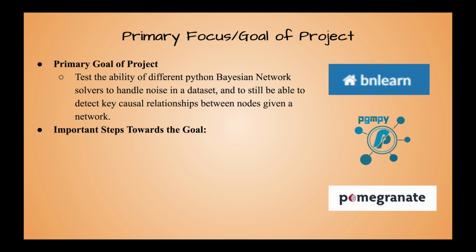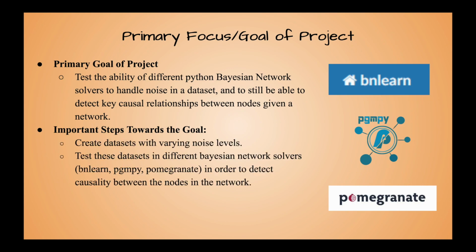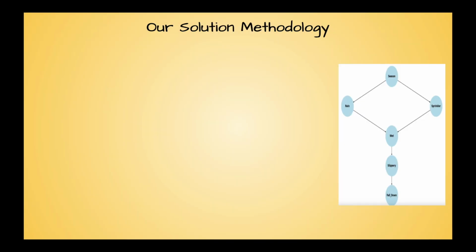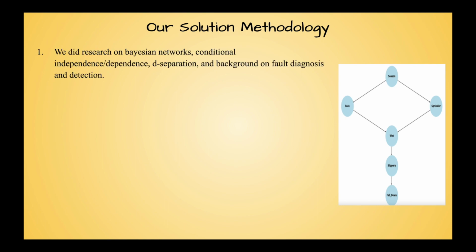Some important steps towards this goal include creating datasets with varying noise levels, testing these datasets in different Bayesian network solvers such as BNLearn, PGMPY, and Pomegranate in order to detect causality between the nodes in the network, and finally comparing the results of the different solvers to determine which one would be most appropriate to use when dealing with airplane fault detection.